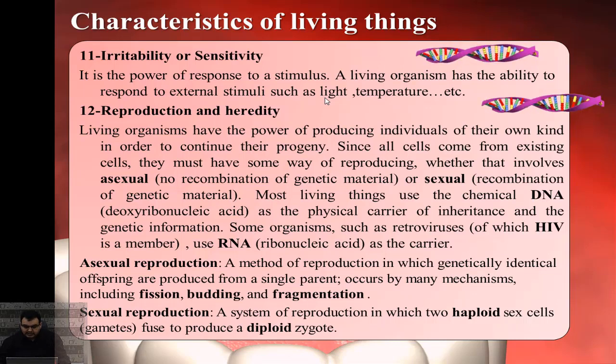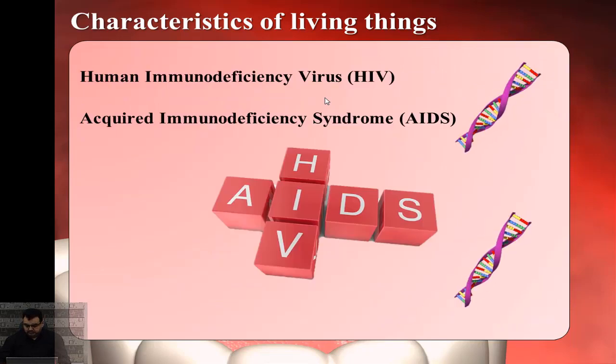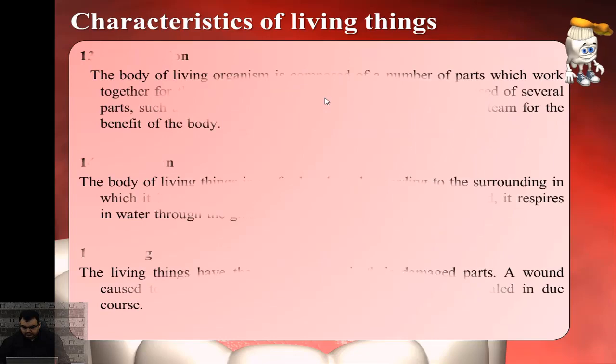Sexual reproduction, a system of reproduction in which two haploid sex cells, gametes, fuse to produce a diploid zygote. Human immunodeficiency virus, HIV, can cause acquired immunodeficiency syndrome (AIDS).